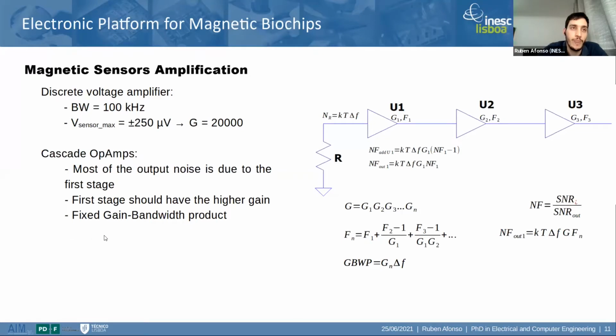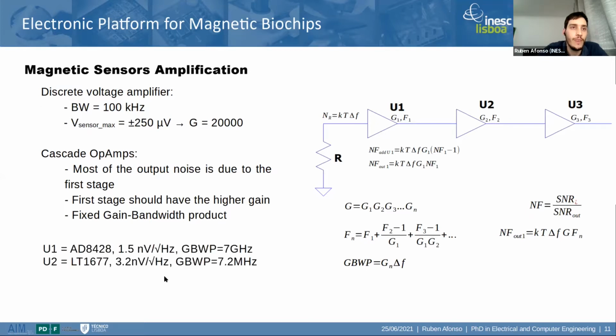Since we have a fixed gain bandwidth product, we cannot change the gain without changing the maximum bandwidth of the amplifier. So we need to make a trade-off to select the best gain and the best way to accommodate this bandwidth. In our case, we have two stages that use amplifiers from Analog Devices with a very low noise spectral density.